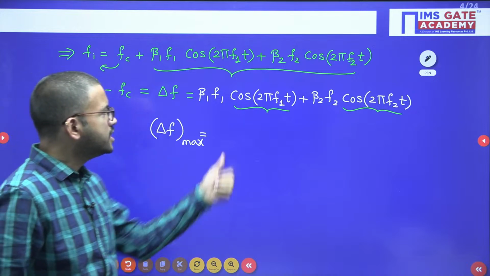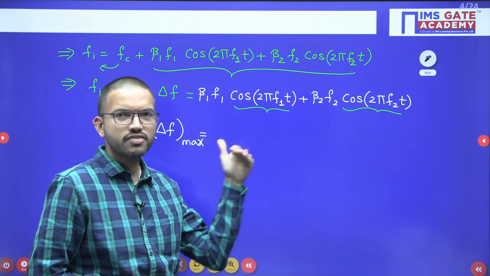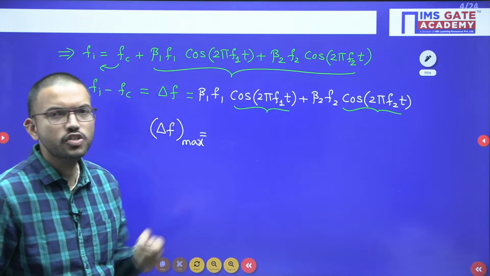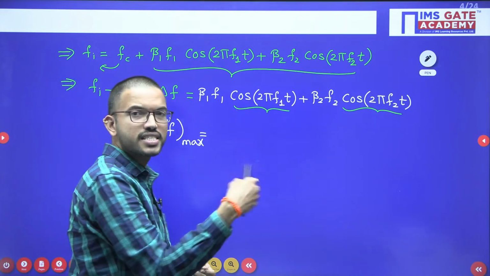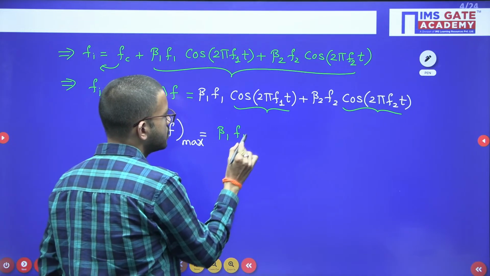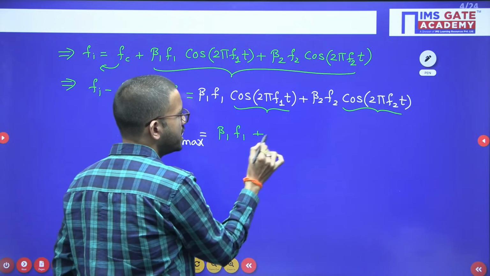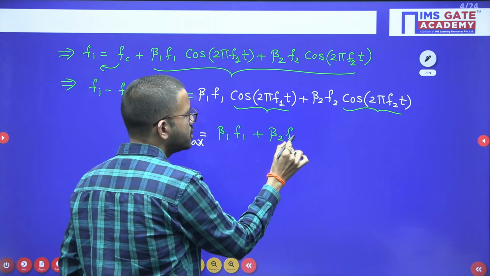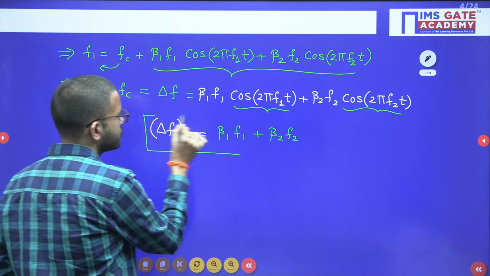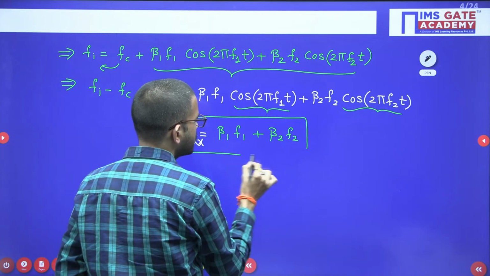Yes, in general cos will vary from -1 to +1, right? So here our requirement is the maximum value, so that means regarding cos we are considering +1. Okay, so beta 1 f1 into 1. Similarly here beta 2 f2 into 1. So this is the maximum frequency deviation.